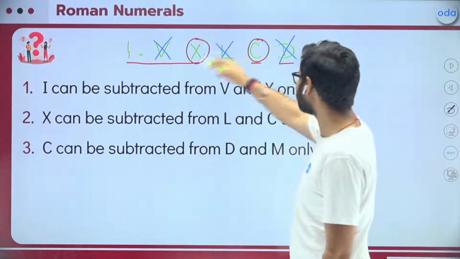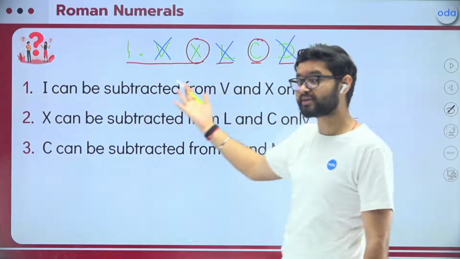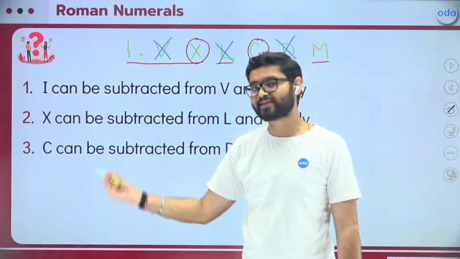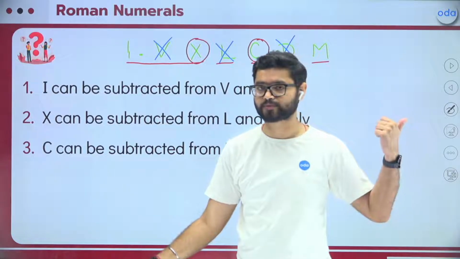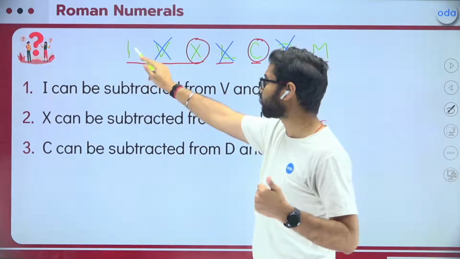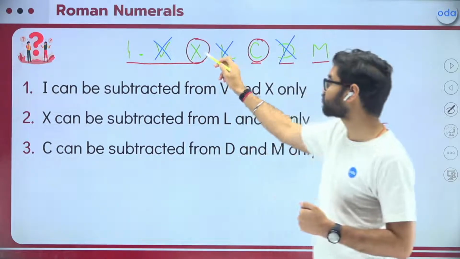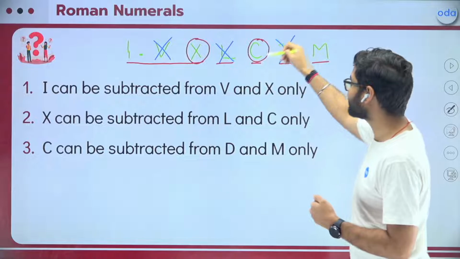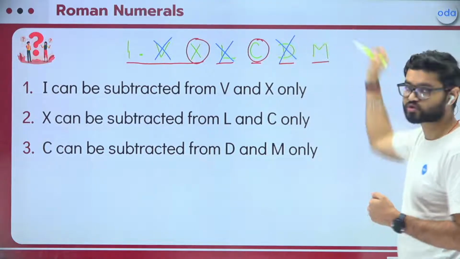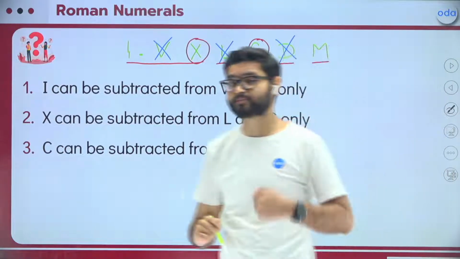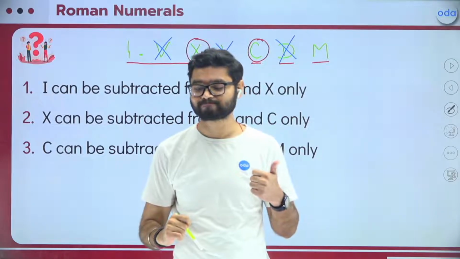I have cut out V, L, and D already because we cannot do the subtraction. The reason I told you just 2 minutes before. Talking about I, it can only be subtracted from the next two symbols. X can only be subtracted from the next two symbols. C can only be subtracted from the next two symbols. I believe this is a pretty cool way to remember, right?